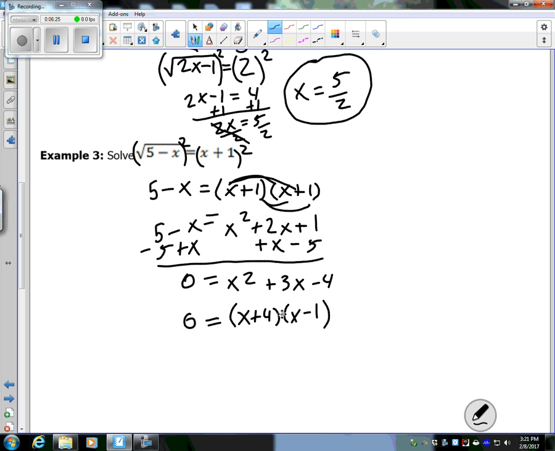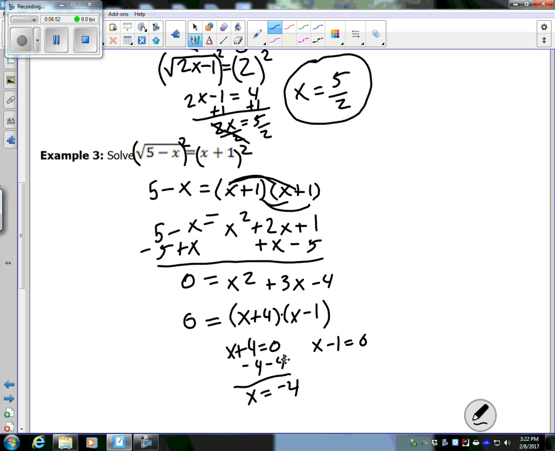So if you set each factor equal to 0, both of those will give me solutions to the problem. So the first solution is x equals negative 4. If I put negative 4 back into this equation that's factored, negative 4 plus 4 is 0. Negative 4 minus 1 is negative 5. 0 times negative 5 is 0. So this is one of my solutions.